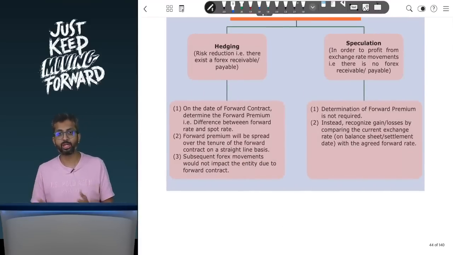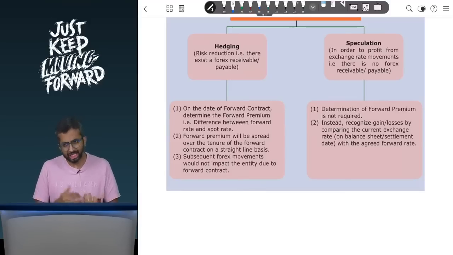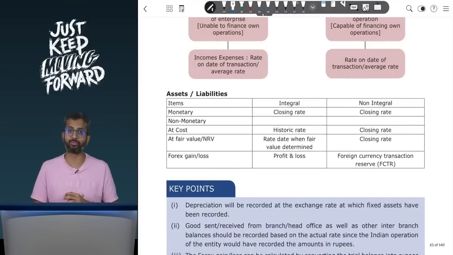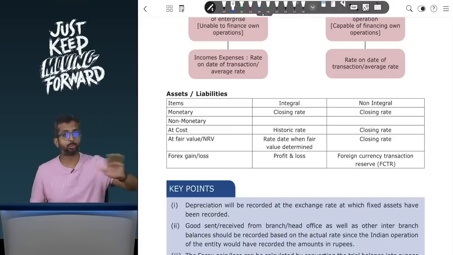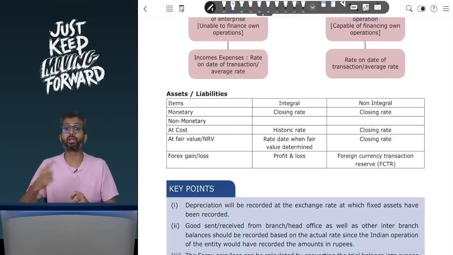Non-monetary items at the historical rate, generally monetary items at the closing rate. If there is any gain or loss arising on account of these transactions, it will be taken to the profit and loss account. However, in case of a non-integral branch, you will record your incomes and expenses again at the rate on the date of transaction, if not available at the average rate. However, all monetary as well as non-monetary items will be converted at the closing rate.